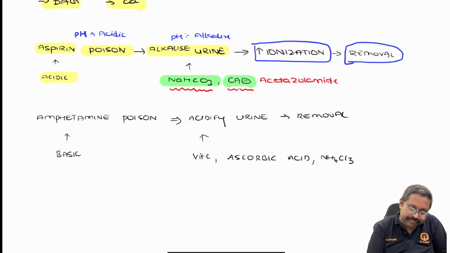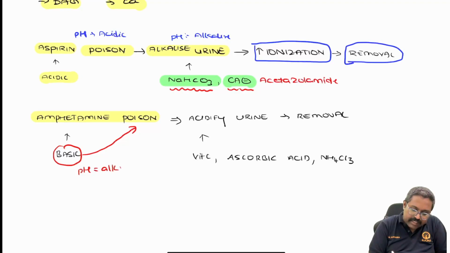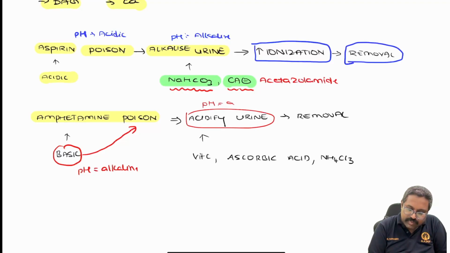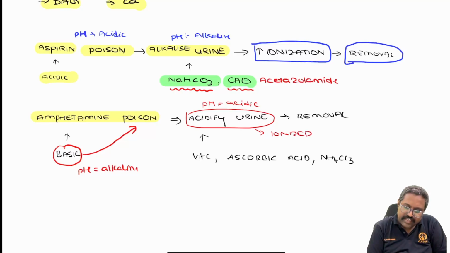Next, coming to amphetamine poisoning. As you can see here, amphetamine is a basic drug. In case of basic drug poisoning, the pH is alkaline. If you want to acidify the urine, once you acidify the urine, the pH will be acidic. So the drug is basic and the medium is acidic. They are at opposite pH. Opposite pH means they will be in the ionized form, and this will be easily removed through urine.